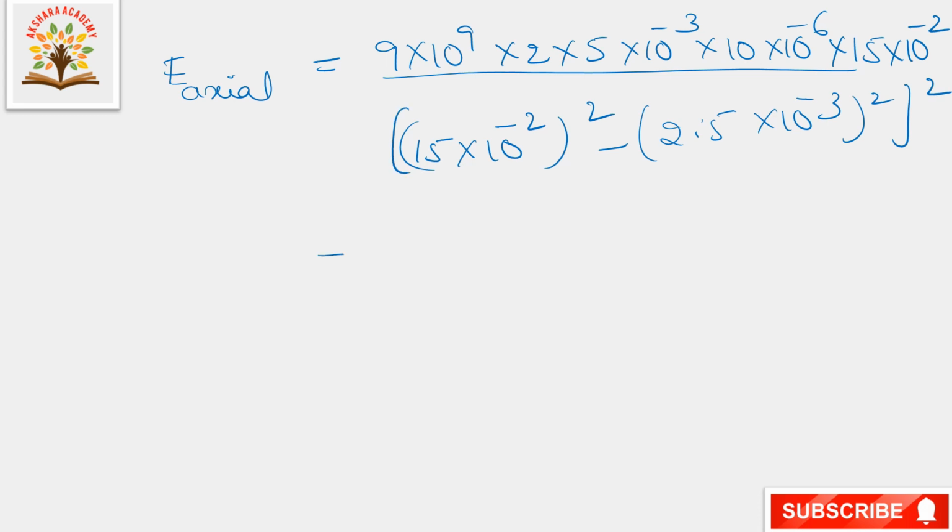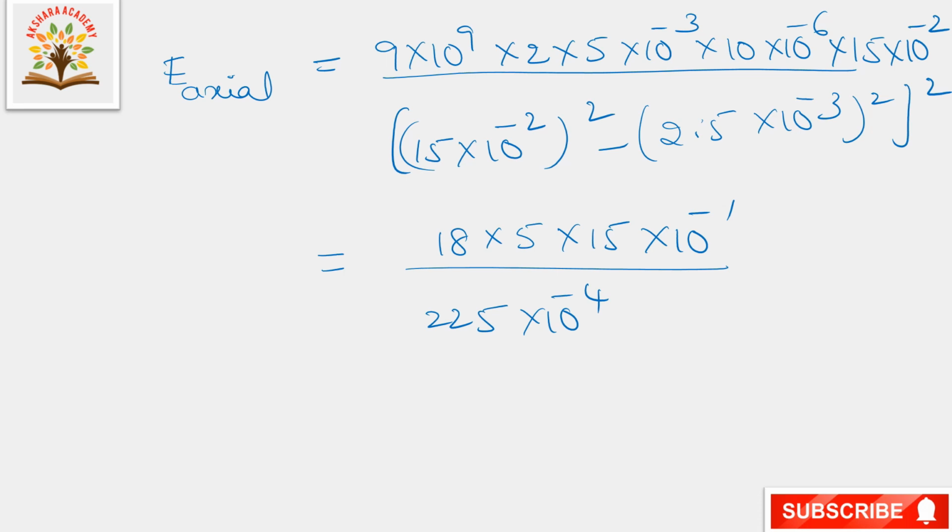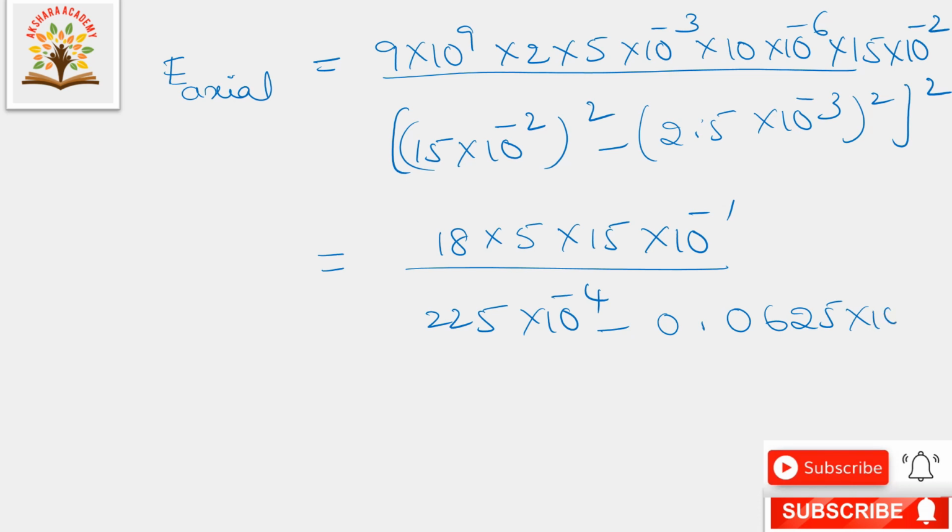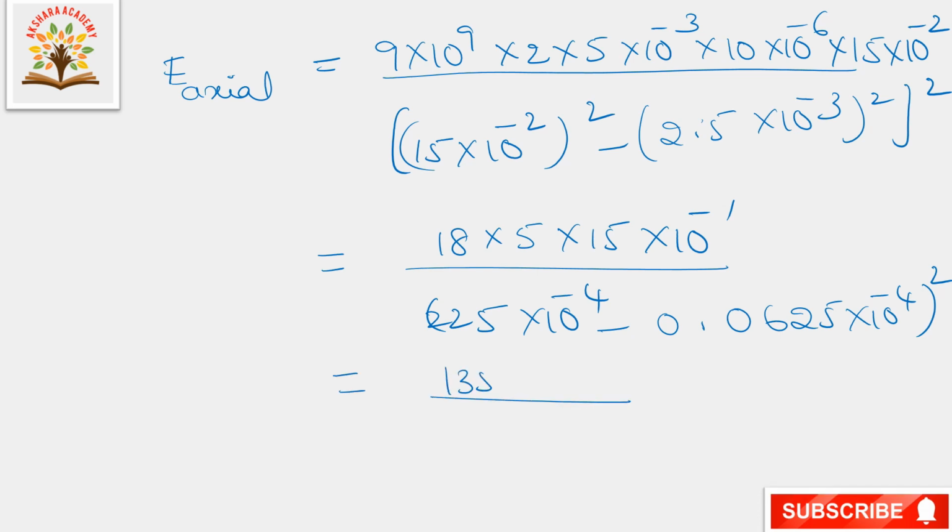So this is equals to 18 into 5 into 15 into 10 to the power of minus 1 by 15 square 225 into 10 to the power of minus 4 minus 0.0625 into 10 to the power of minus 4 whole square. So after multiplication we are getting 1350 into 10 to the power of minus 1 by 225 into 10 to the power of minus 4 whole square.